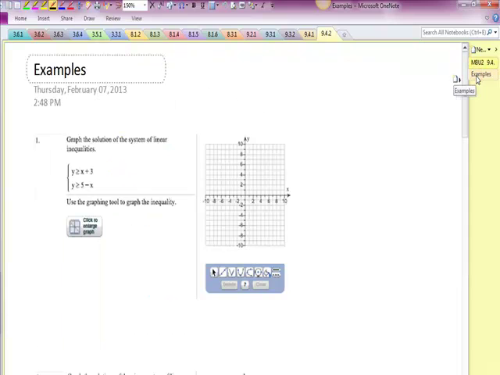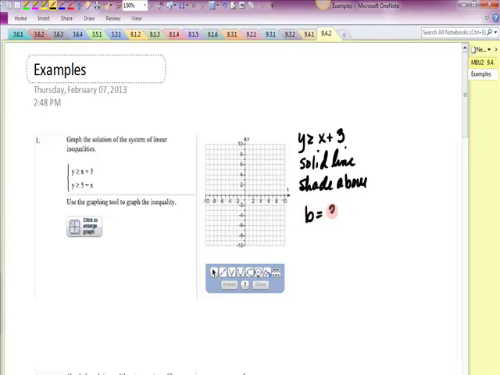All right, number one, graph the solution of the system of linear inequalities. The first one I have is y is greater than or equal to x plus 3. The symbol is a greater than or equal to. That tells me I need a solid line because of the equal, and that I will shade above. I will begin at 3, and the slope is an implied 1 over 1, so I will move up 1 and right 1.